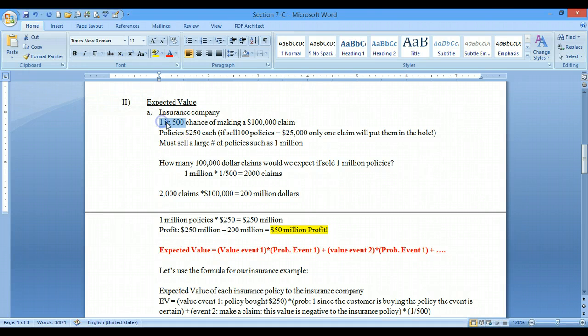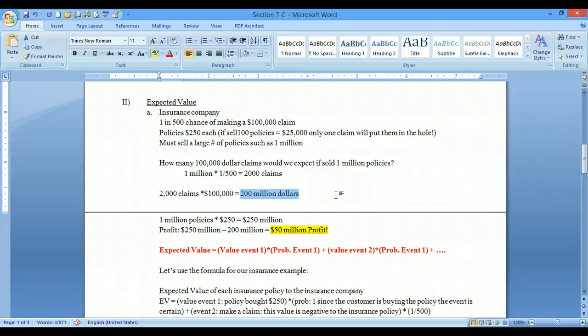So 1 out of 500 people for these million will give us 1 million times 1 out of 500, which gives us 2,000 claims. So these 2,000 claims, how much does the insurance company need to pay out if it has 2,000 claims? 2,000 claims at $100,000 per claim. 2,000 times 100,000 ends up being $200 million, a substantial increase from what we talked about with only one claim.